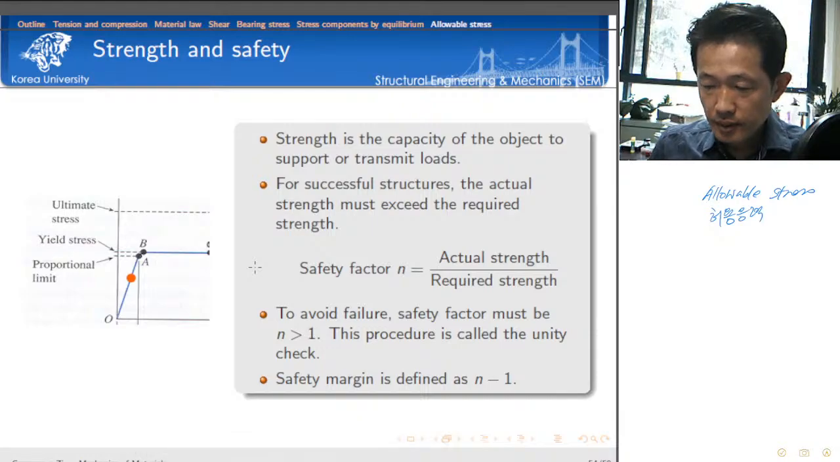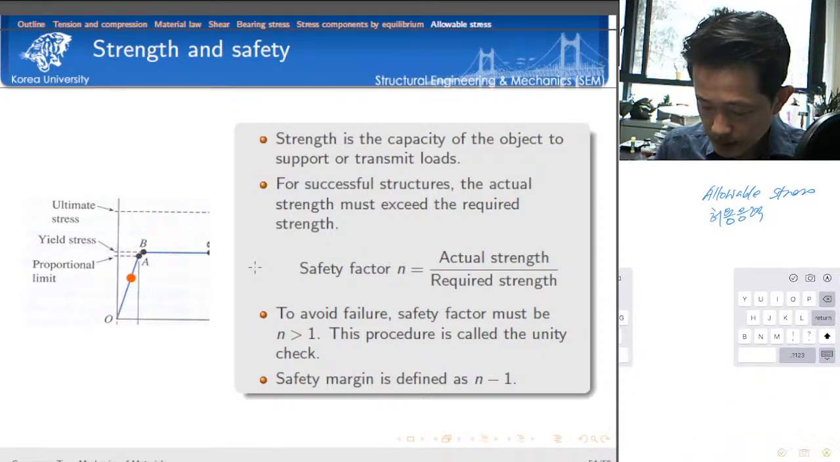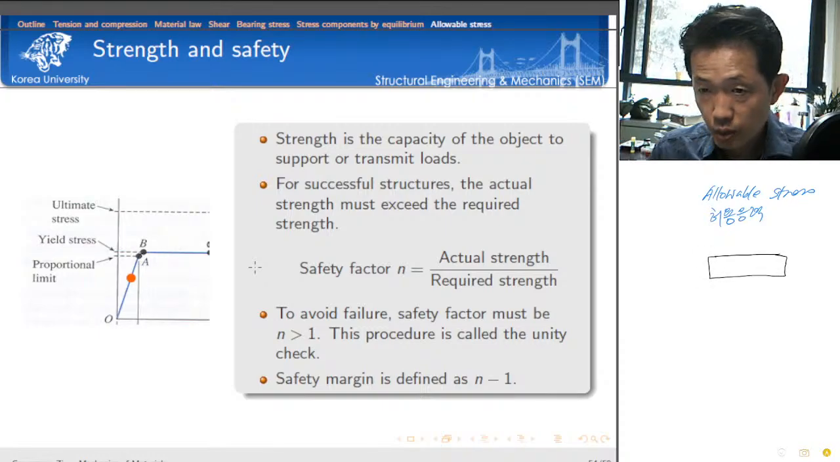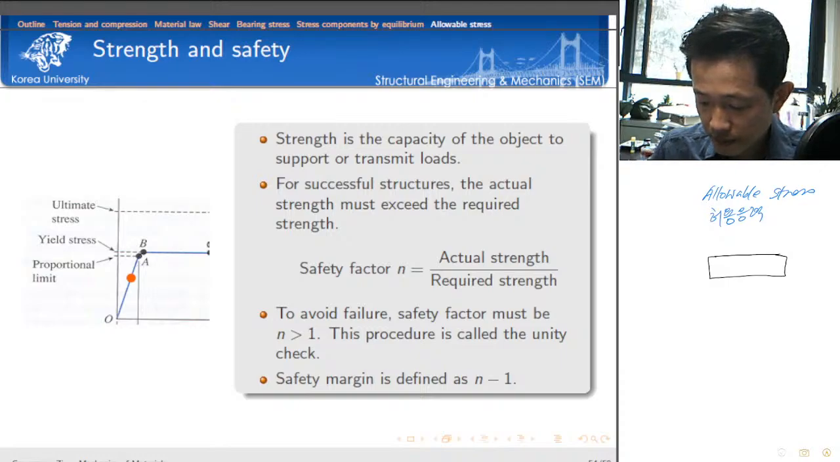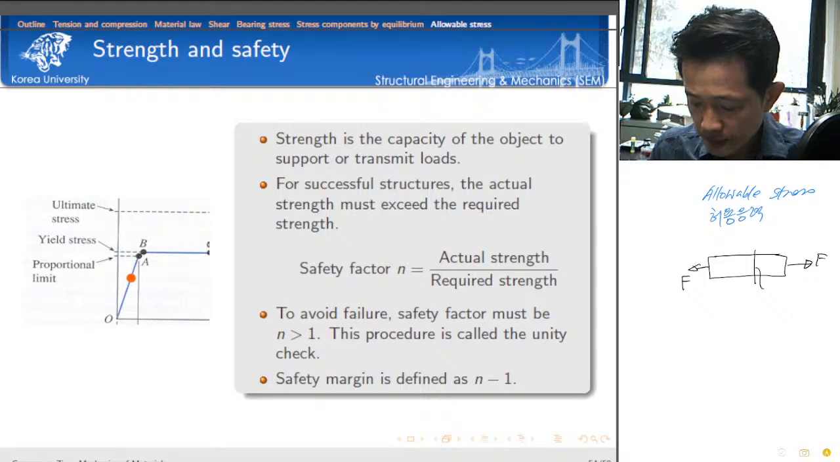Okay, so now let's consider a design issue. Here let's consider a simple and easy example. I want to consider a bar. We have discussed this example many times, so probably you are very familiar with it. It is subjected to a pair of forces, and because of this force, we must have development of normal stress here.